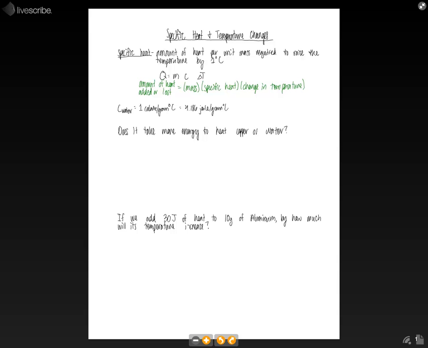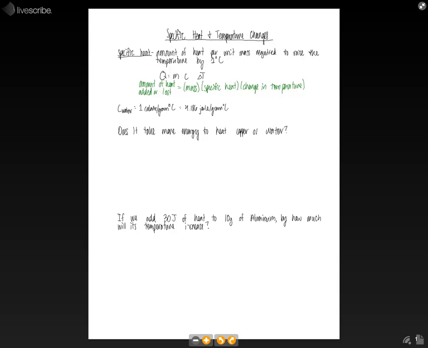And so some common specific heat values that you can use in problems are, like for water, the specific heat is 1 calorie per gram degree Celsius, or it can also be written as 4.186 joules per gram degree C. So those are the two different types of units that you'll use for specific heat when you're using this equation.